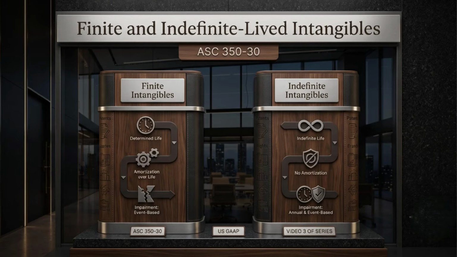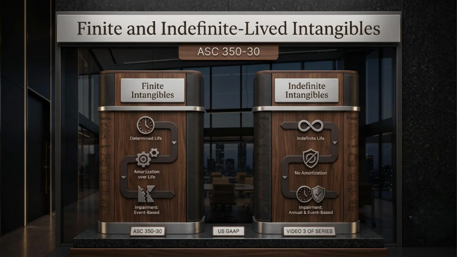Dear students and scholars, we are continuing ASC 350 with identifiable intangible assets other than goodwill. In the last video, goodwill had the spotlight. Today we move to patents, brands, rights, customer lists, licenses, and similar assets.